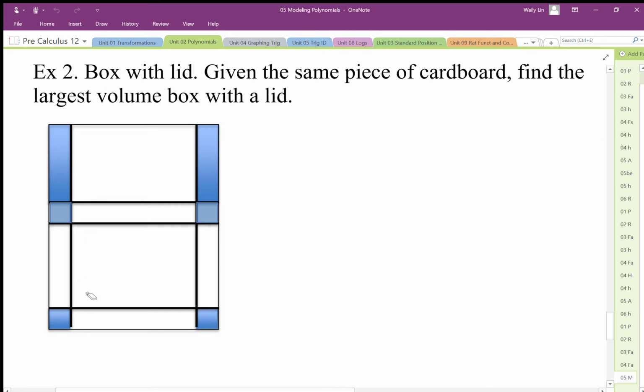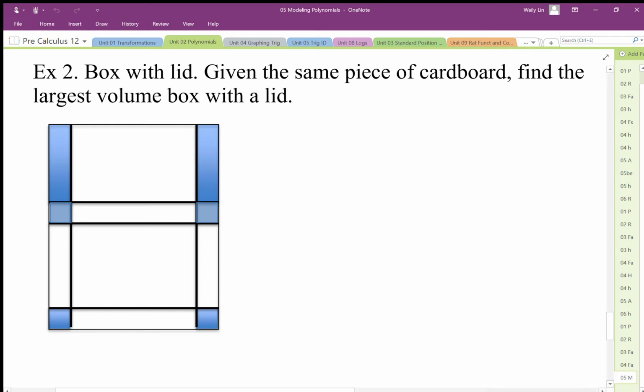So here's our base. We have to have the four sides to fold up, and then we'd have to have this piece to fold over top. So this would represent my top, this would represent the bottom. So how would I get the dimensions of this box?